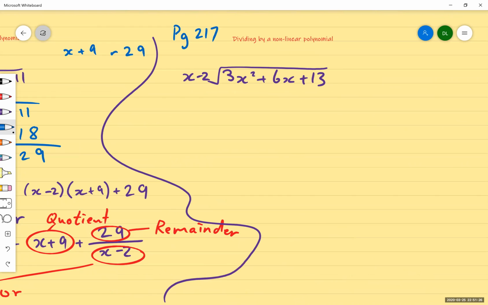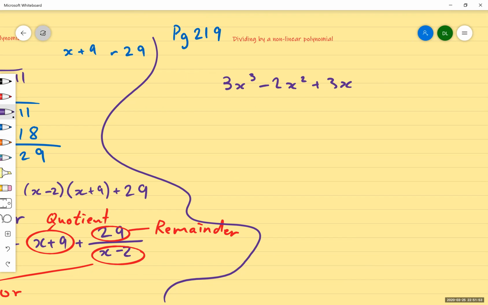That's a linear polynomial. All right, let's change this up a bit. Let's change this up to b. This one is from page 219, and the example is 3x squared minus 2x squared. Sorry, that one should be a cubed. 3x cubed minus 2x squared plus 3x minus 4, all divided by x squared minus 1.